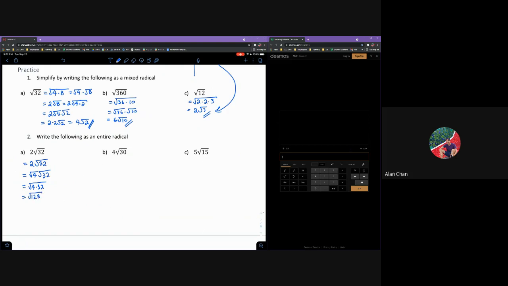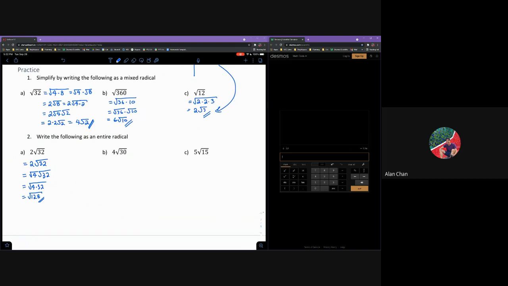Okay. So this is going the opposite way. We're writing it out as a full radical. We put the entire number under the house. All right. Simplified means that we bring everything outside of the house as much as we can, and whatever is left inside the house, there's nothing that we can do with it.